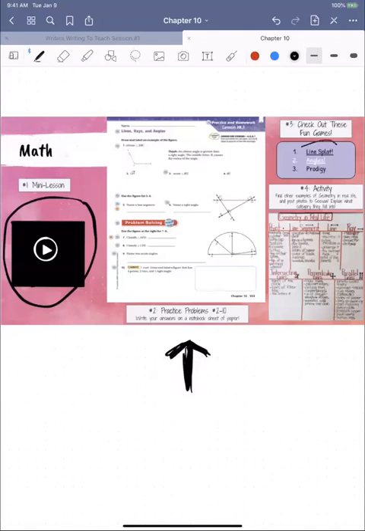Otherwise, over here we have some really cool games, Line Splat and Angles. Those are both on the computer, as well as Prodigy. The fourth activity is something you can do at home without using technology.